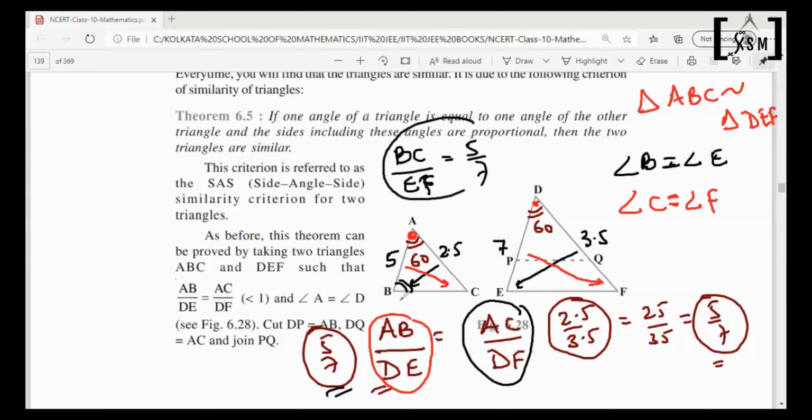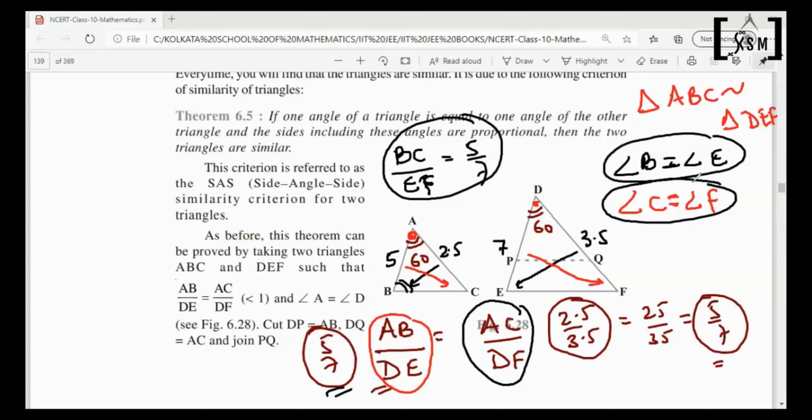The third side ratio BC and EF will also be 5:7 because the other side ratios were 5:7. Make sense? So these three things will happen only after the two triangles are similar.